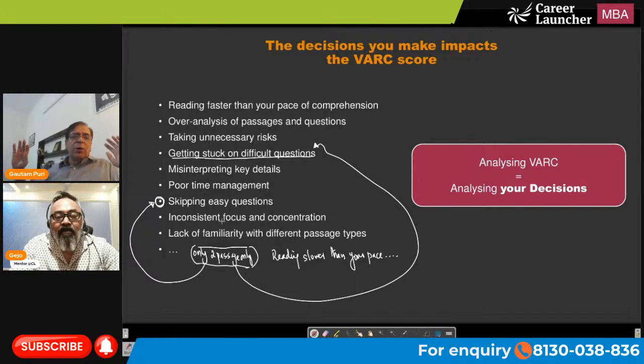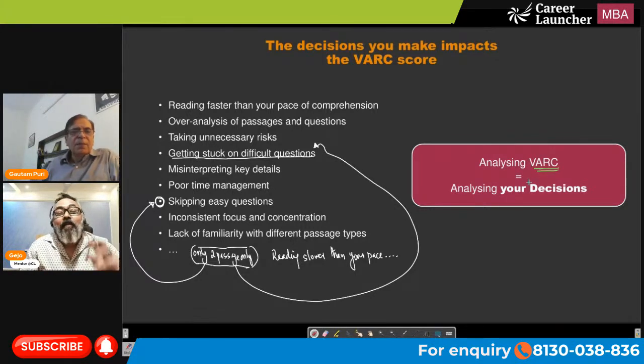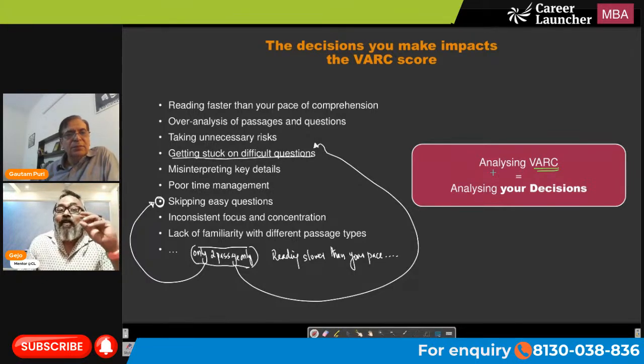नहीं, मैं धीरे-धीरे पढ़ूंगा, सब कुछ समझूंगा, भैया नहीं होता उसमें कुछ. ये नहीं होता है. तो at the end of the day, analyzing VRC is, maths में कैसे होता है? Analyzing is like analyzing your skills, your knowledge and stuff. Here analyzing VRC is analyzing your decisions. Obviously your skill भी analyze करना है, but more importantly analyze your decision. तुम्हारा ये decision that you do in VRC section plays a tremendous role.